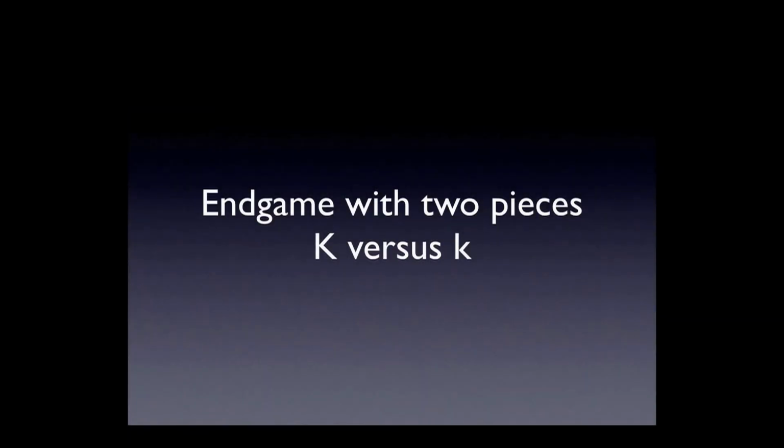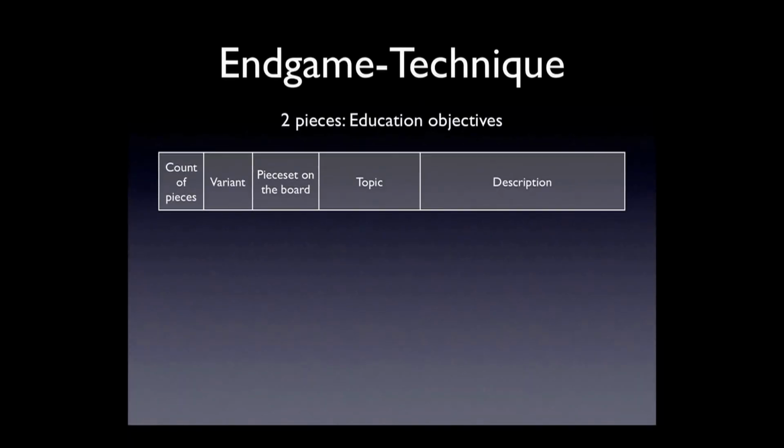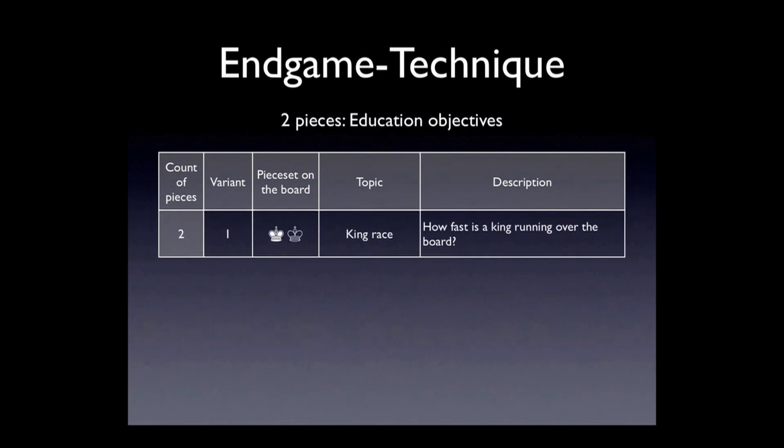Today we are starting with the two pieces, king versus king. You might say that this endgame is the deadest draw ever in chess, and you're absolutely right. But we can still learn something from this. And what is it and how do we explore this? Well, in the first step, we will learn about how fast a king can run over the board. So we have got a king race.